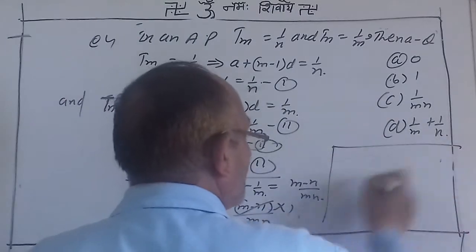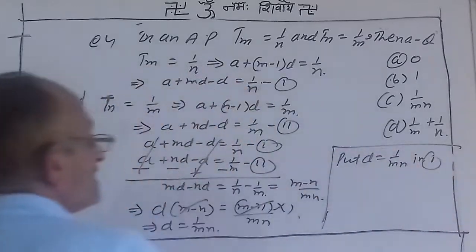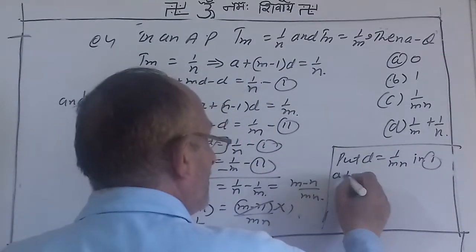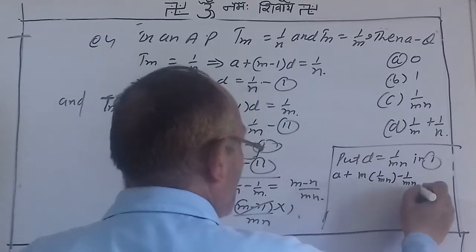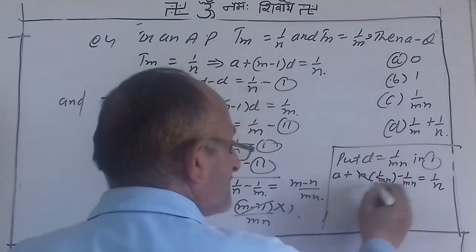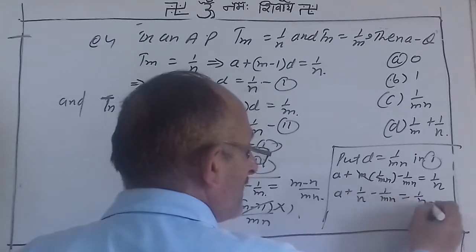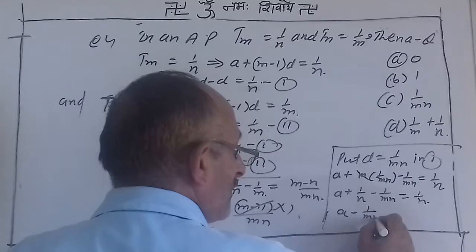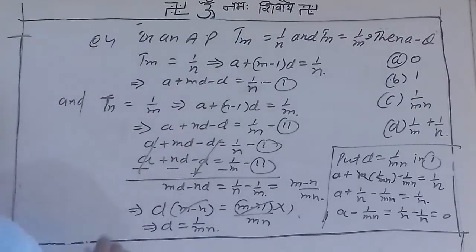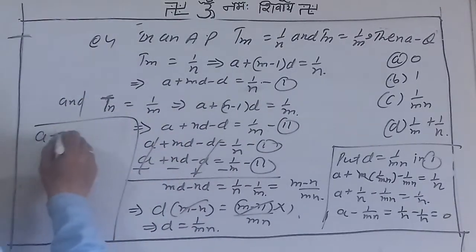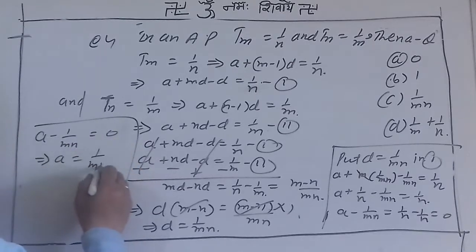Next one is, put d is equal to 1 upon mn in the first equation. So a plus m into 1 upon mn minus 1 upon mn is equal to 1 upon n. m will cancel. a plus 1 upon n minus 1 upon mn is equal to 1 by n. a minus 1 upon mn is equal to 1 by n minus 1 by n, which is 0. So in the last, a minus 1 upon mn is 0. This implies a is equal to 1 upon mn.